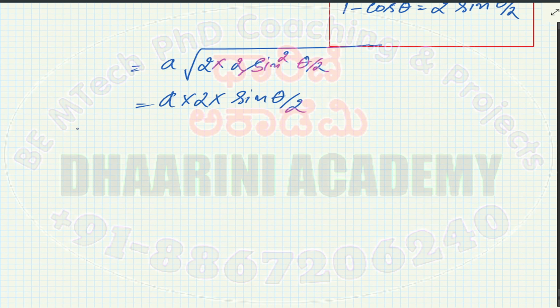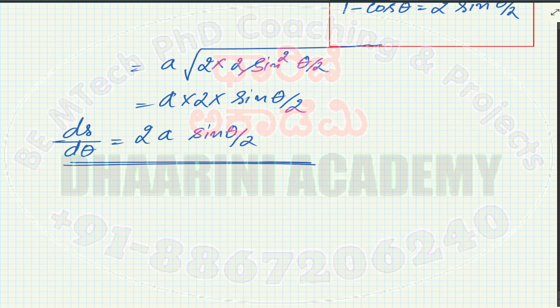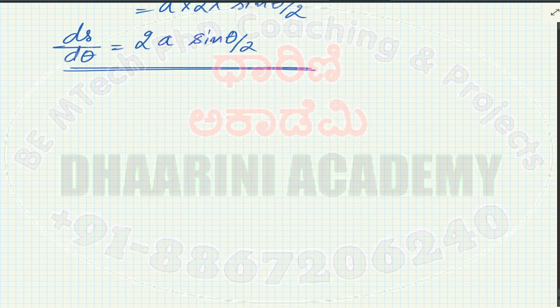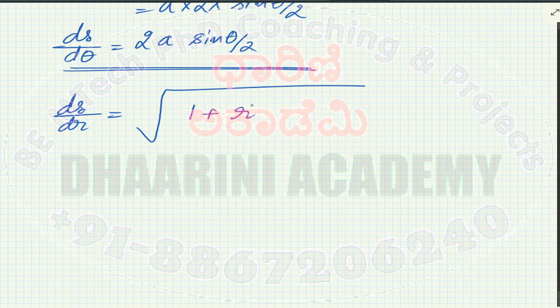Okay, so that means if you want to calculate ds by d theta, that is 2 a sine theta by 2. This is the required answer of the first part of the question. Then you see that there is another part of the question that says calculate ds by dr. Okay, so that is ds by dr. The standard equation is 1 plus r square into d theta by dr the whole square.